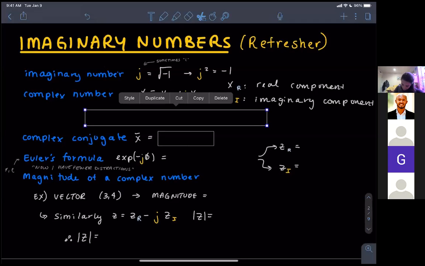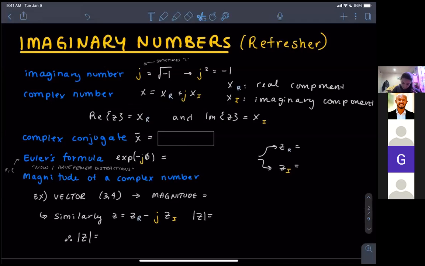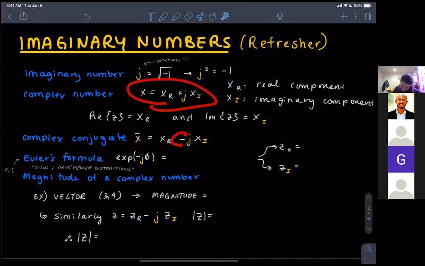This is also written as basically Re with curly brackets, x, which is the same thing as x sub r, or Im for the imaginary part. And so you'll see all these representations. Another important term to remember is a complex conjugate, and we represent that here with an x bar. That is essentially your original complex number, but you change the sign of the imaginary part.